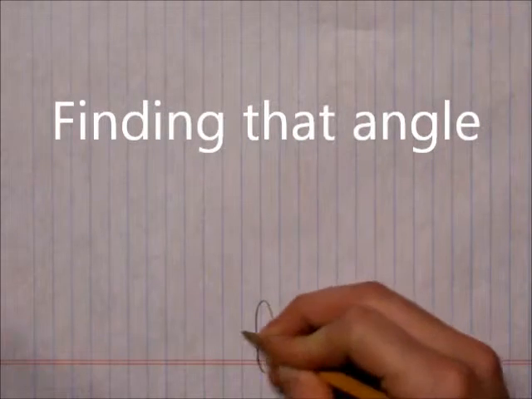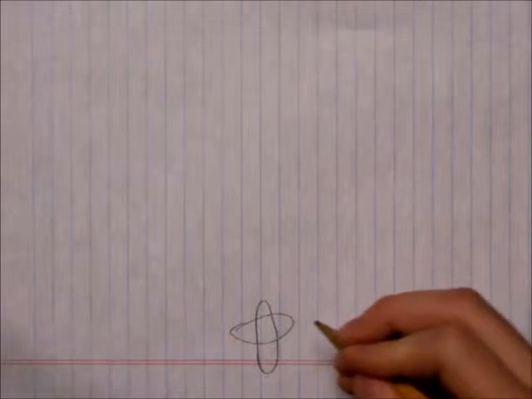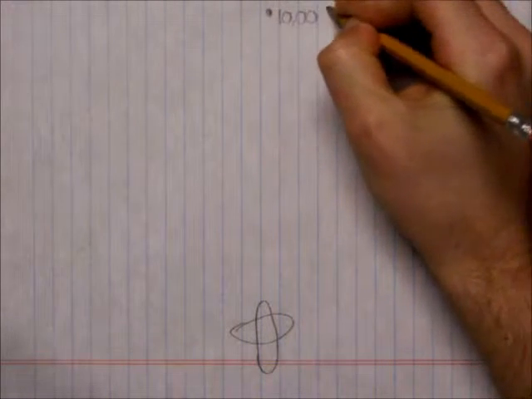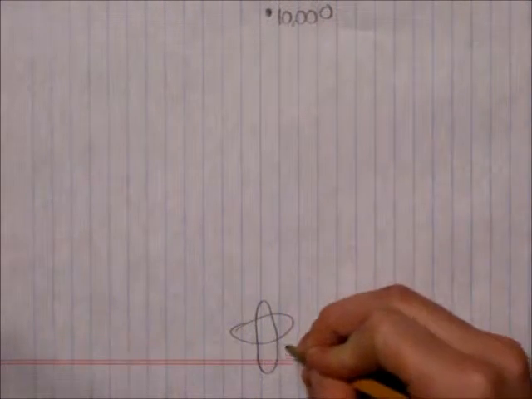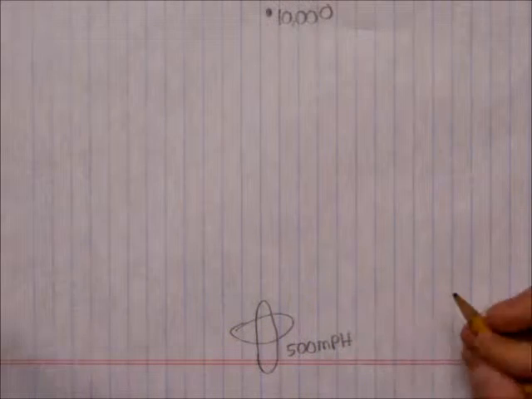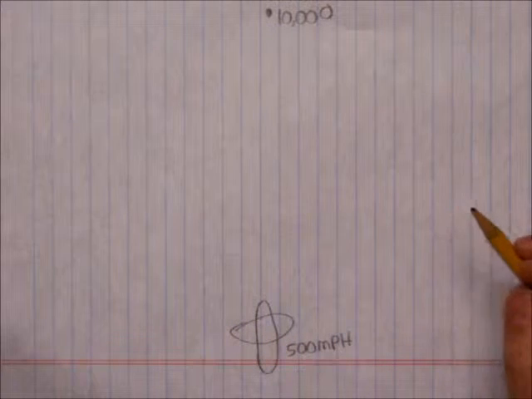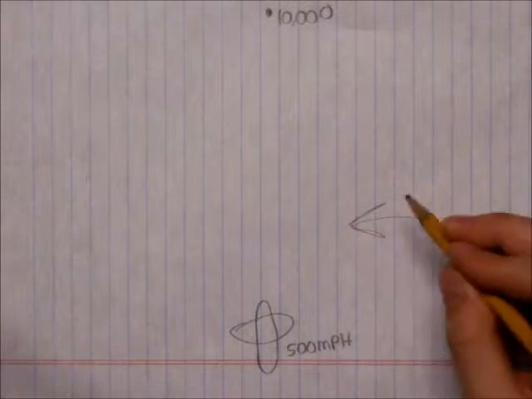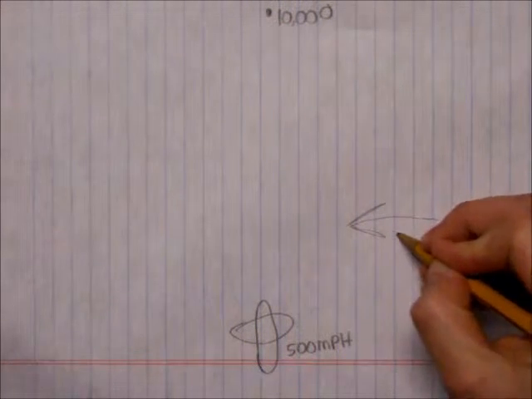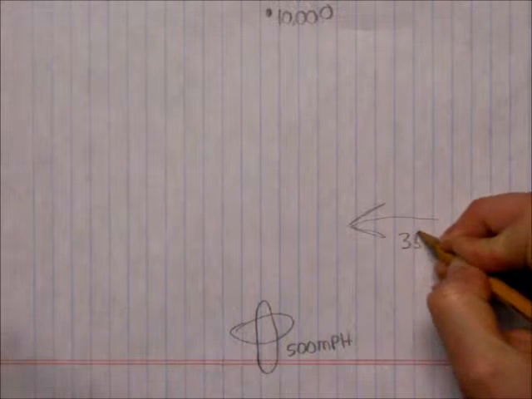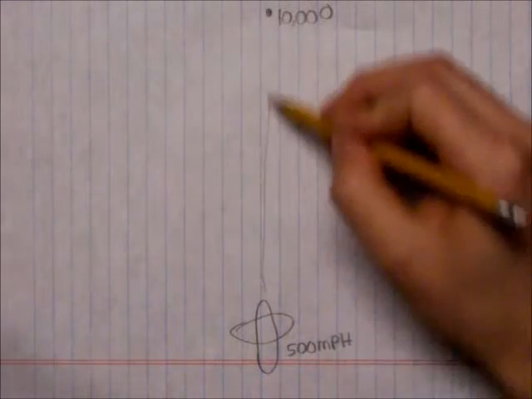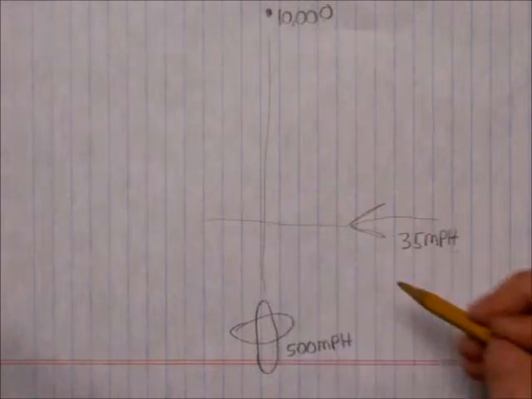Here's our airplane once again. Our destination is still 10,000 miles away. Our plane's still traveling at 500 miles per hour. Unlike before, this time the wind's going to be coming from the east, pushing our plane west. The wind will be blowing at a speed of 35 miles per hour, and it's going to be perpendicular to the flight of our airplane.